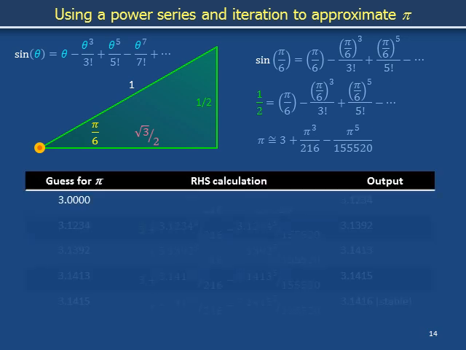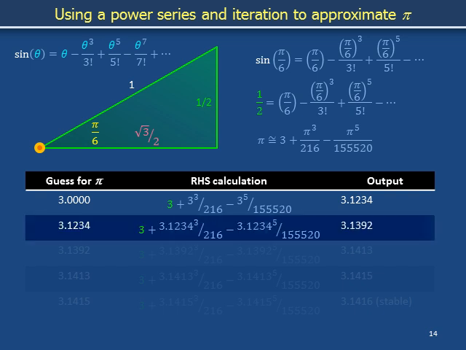We know that pi is somewhere around 3. We can put this value of pi into the right-hand side of the equation to get 3 plus pi cubed, that being approximated by 3 cubed divided by 216, minus pi to the 5th power, that being approximated by 3 to the 5th power, divided by 155,520. Using a calculator or longhand arithmetic, this calculation yields 3.1234.